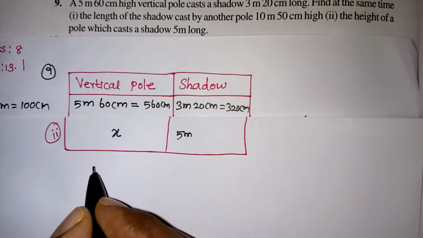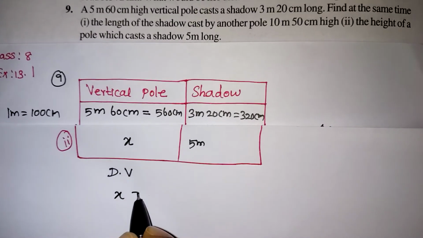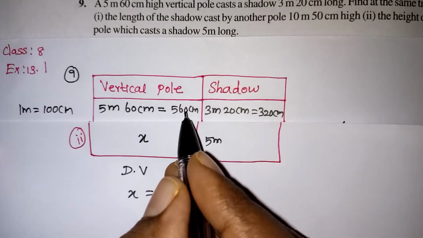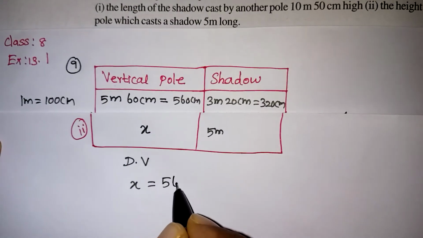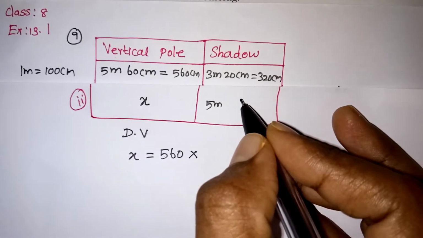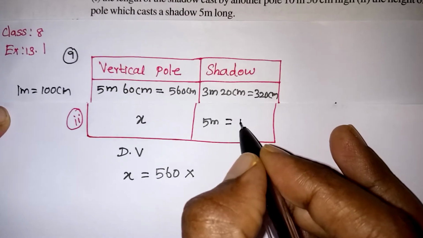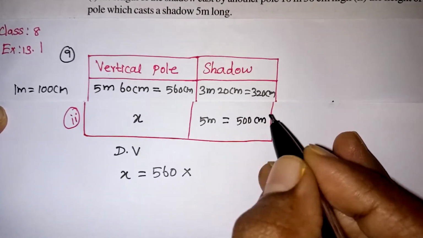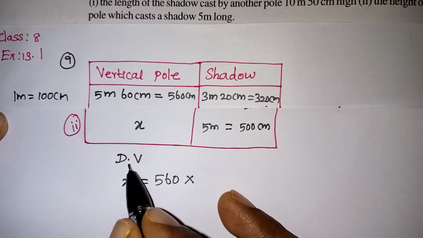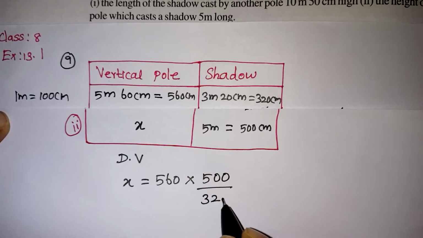Now again the same thing. This is also direct variation. Direct variation we can write as DV. x is equal to, our ambition is to get the x value only. Now since it is a direct variation, first let us take the number which is along with the x, that is 560, multiplied by, since it is a direct variation, this number should be taken reciprocally. Before that, this is given in centimeter, this is given in meter. So 5 meter will be equal to 500 centimeter. Now 320 and 500 we are getting in the box. Since it's a direct variation, take it reciprocally. So 500 will be taken to the numerator, 320 will be taken to the denominator.